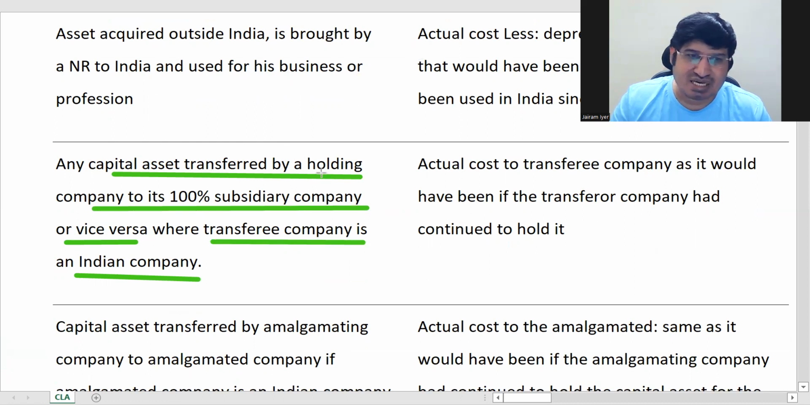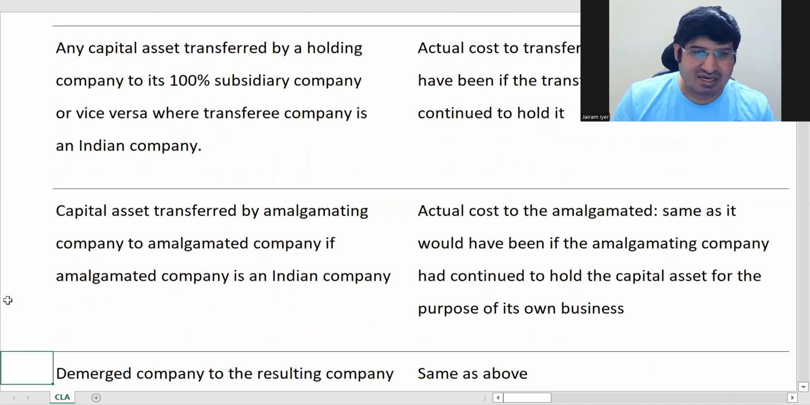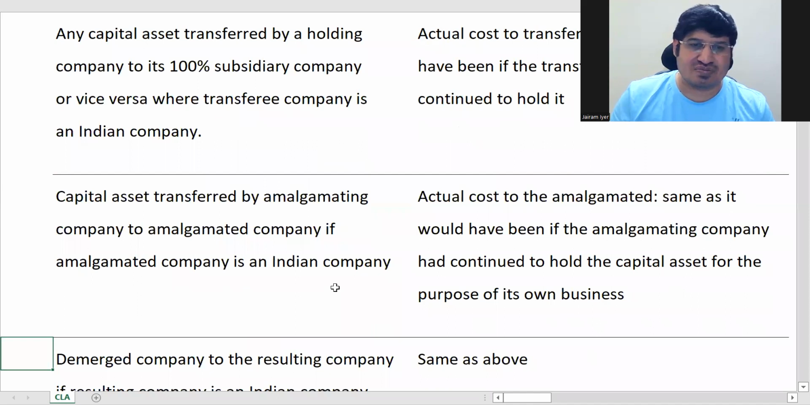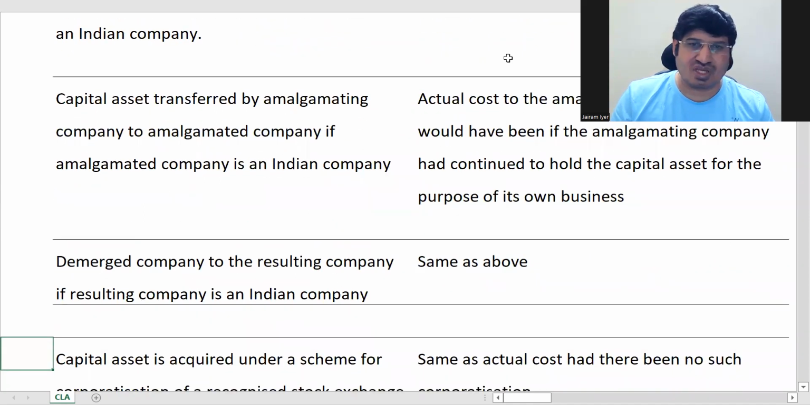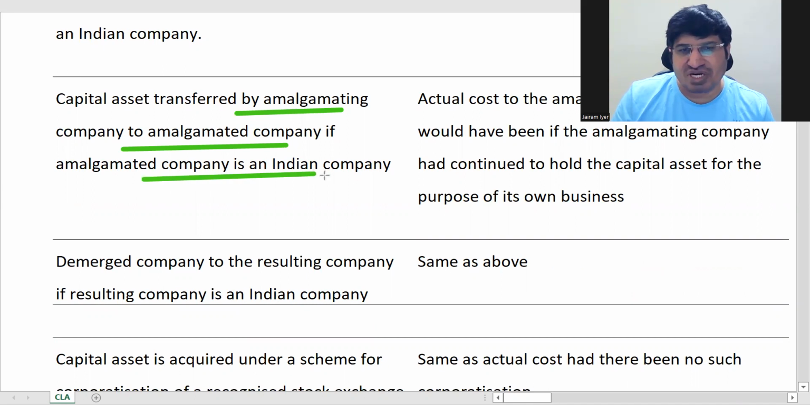इसमें क्या देखे हमने, transferred by holding to 100% subsidiary company. Okay, holding company to 100% subsidiary company. Next you will see, इसके बाद second is transfer from amalgamating company to amalgamated company. Again, transferee company should be Indian company.